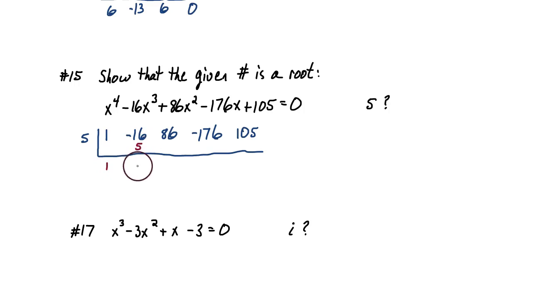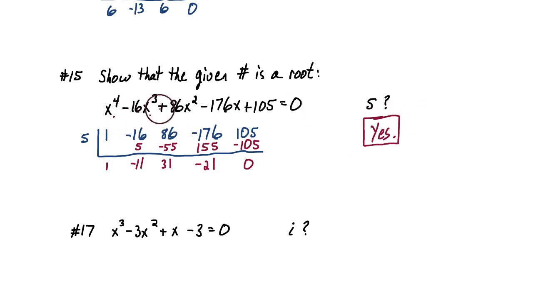1, 5, negative 11, negative 55. This is 31. 31 times 5 is 155. This makes negative 21. Negative 21 times 5 is negative 105. And when you add these, it makes a remainder of 0. So because there's a remainder of 0, the 5 goes in evenly. Yes, this is a root. When you substitute 5 in for the x, it does make 0 because we got 0.